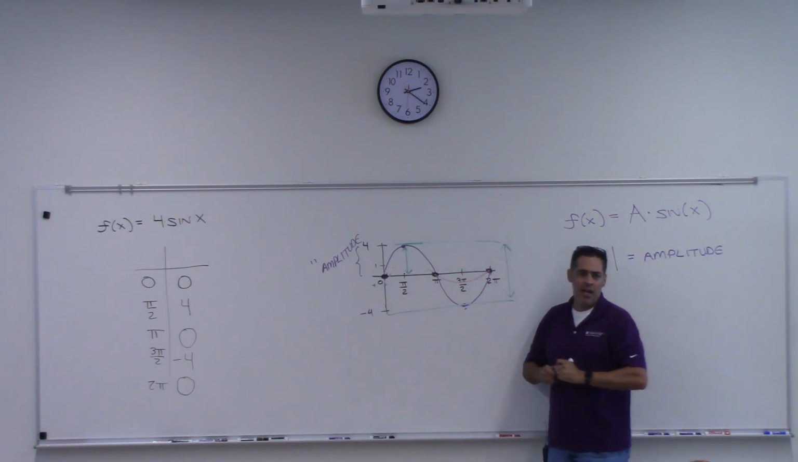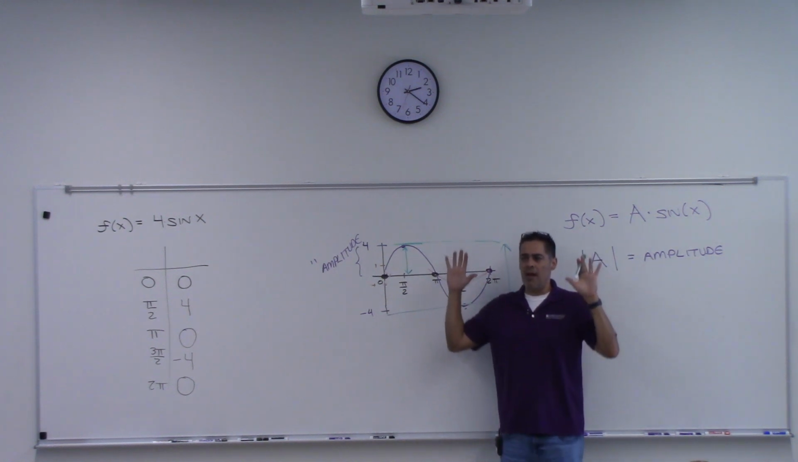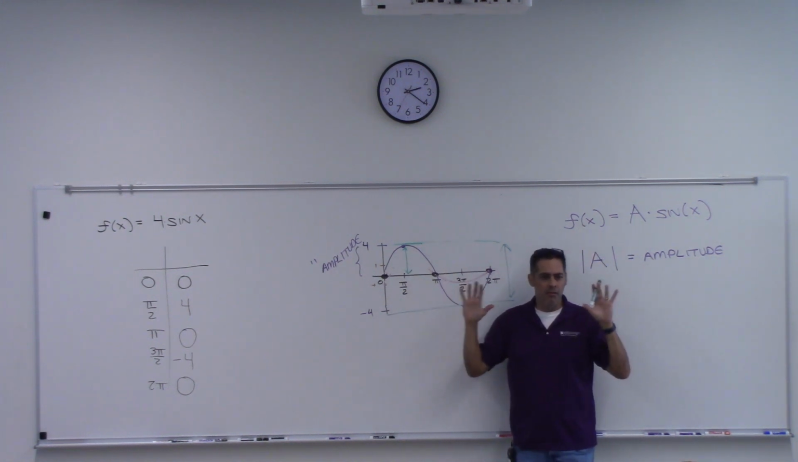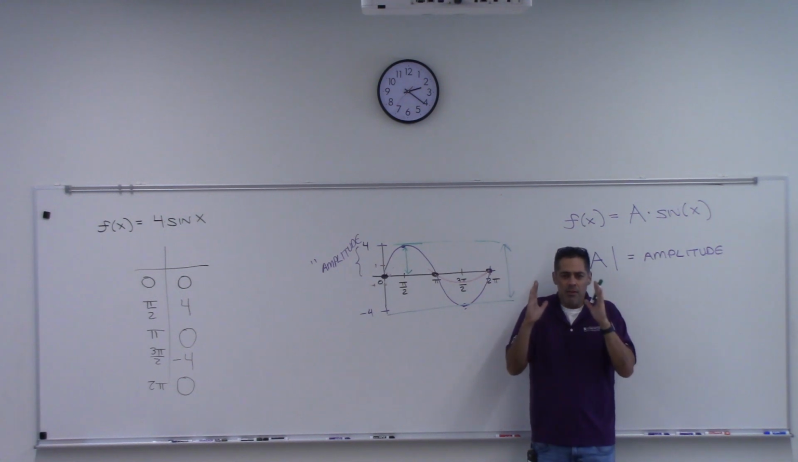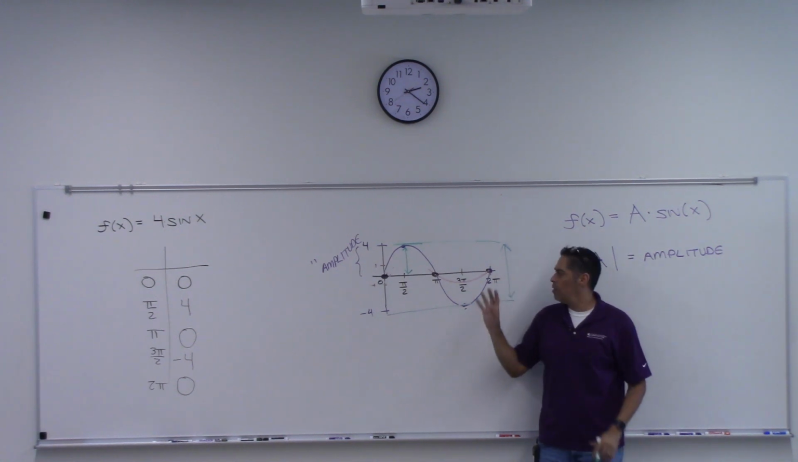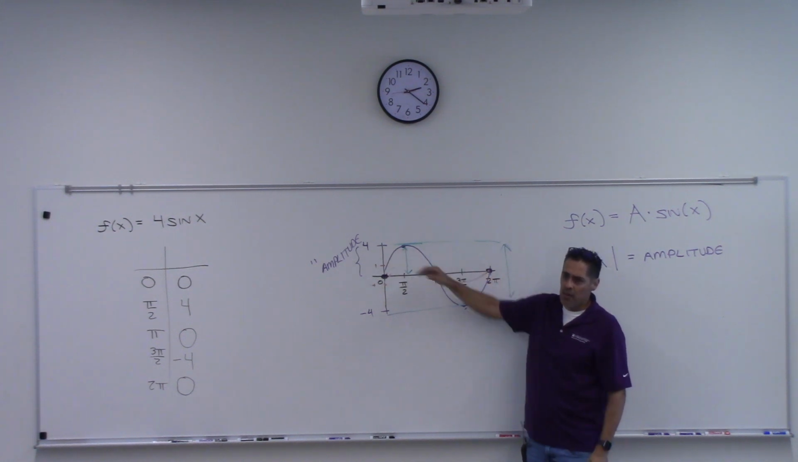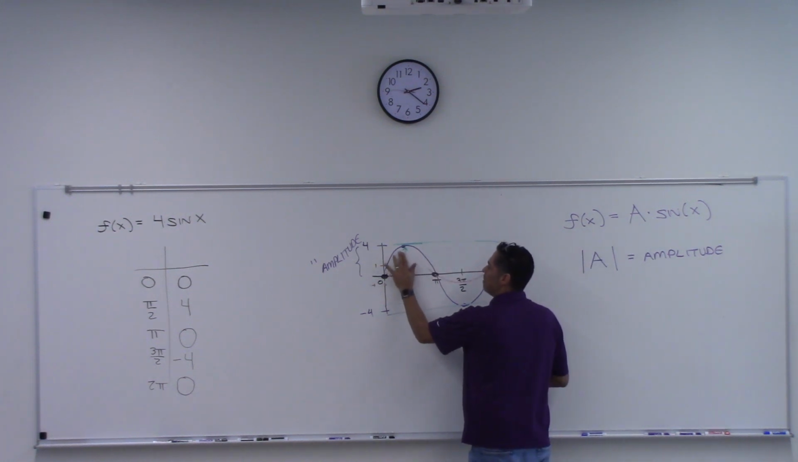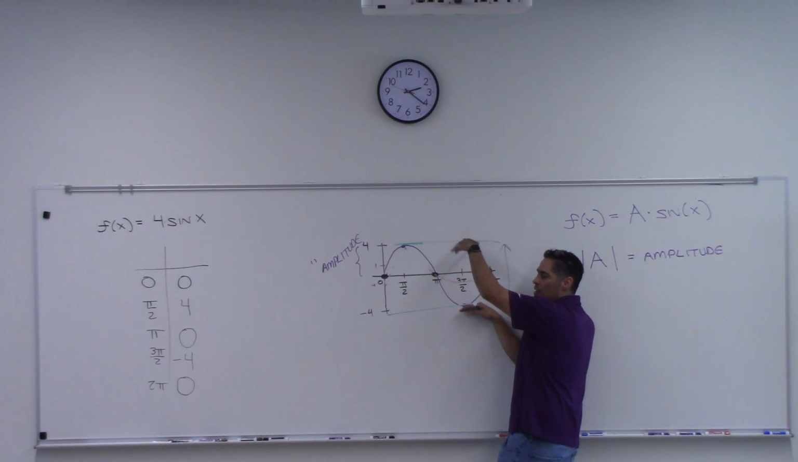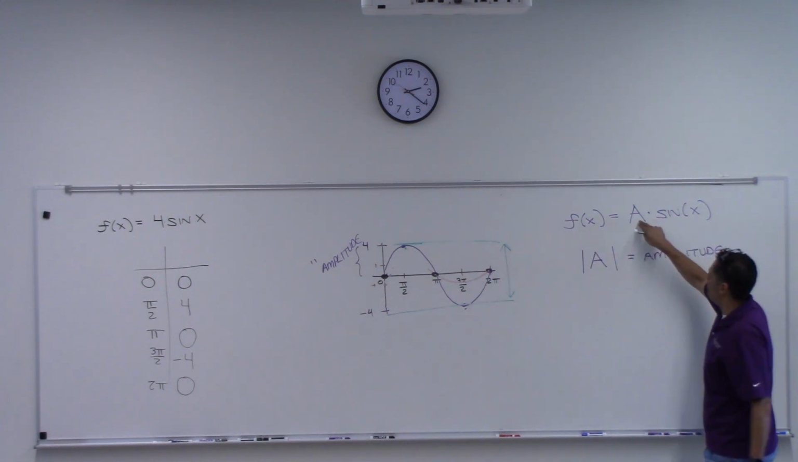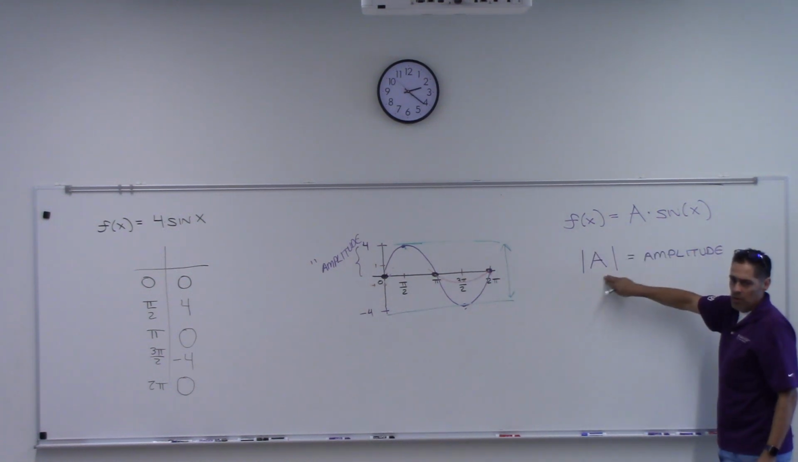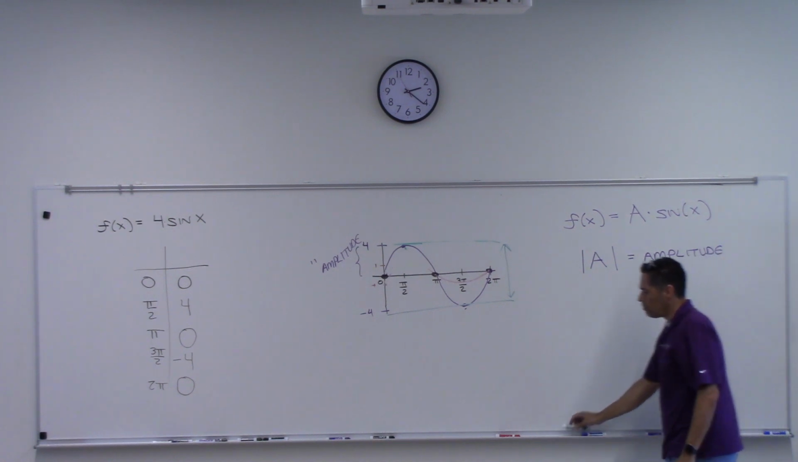I don't want to say it's the distance from here to here because in a little while, not today, but later on, we're going to move this graph up, down, left, right, squash it, flip it. We're going to be doing things, and the x-axis won't always be our reference point for the amplitude. The amplitude can always be looked at as being half of this distance, though. For us, though, algebraically, it's always the number in front, the absolute value of it. Okay? Questions here?